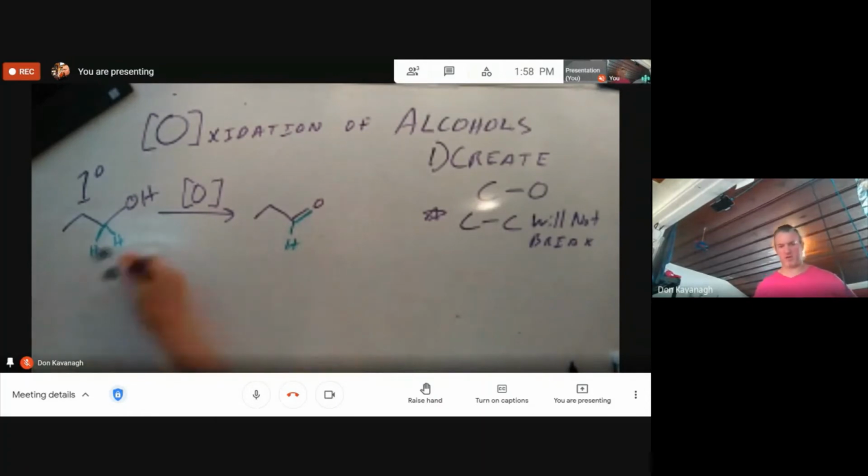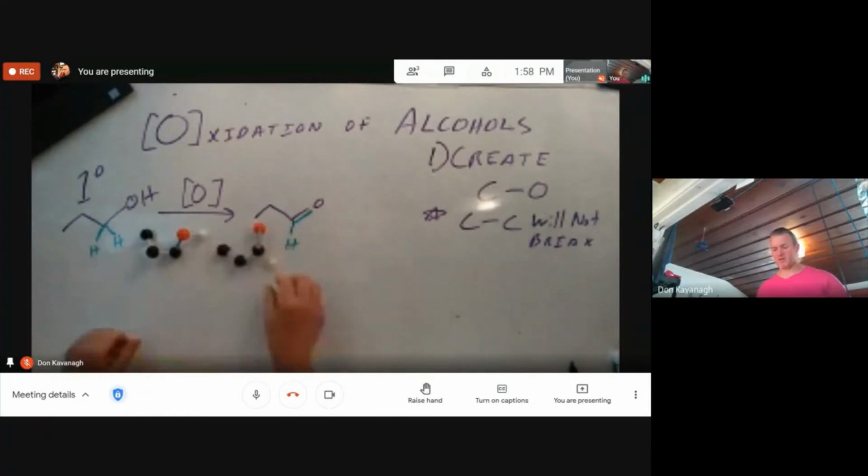Here are some models trying to show the primary alcohol starting material and that primary alcohol final product, where we've got the 3 carbons. It's a primary alcohol because looking at this carbon, it's bound to one other carbon. And here's our product showing the aldehyde.